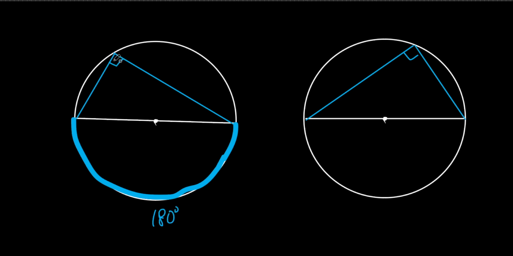It's always half the arc, isn't it? So if a semicircle is always 180, what's half of 180? It's 90. So this is always going to be 90. It doesn't matter where you draw it on the circle, it's always going to be 90. All right? That's kind of cool. Would you agree? Yeah. Let me do one more thing.